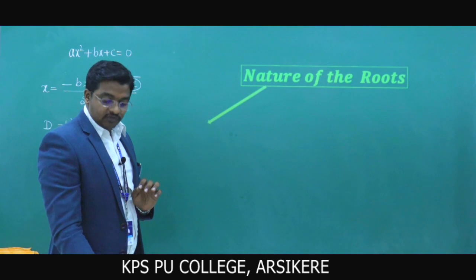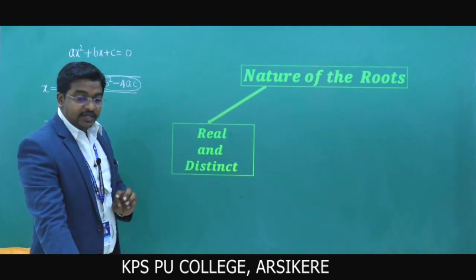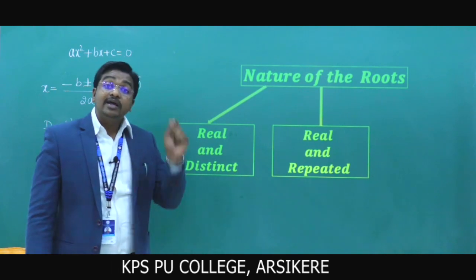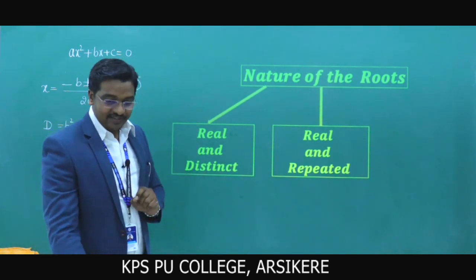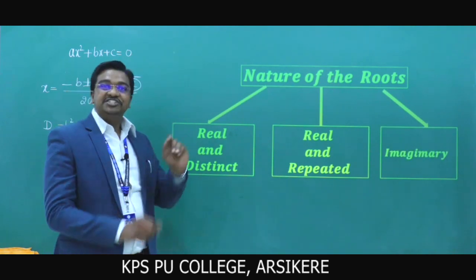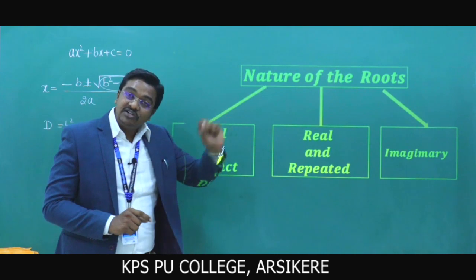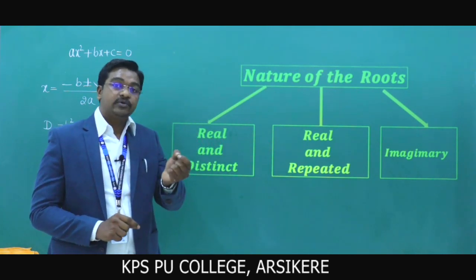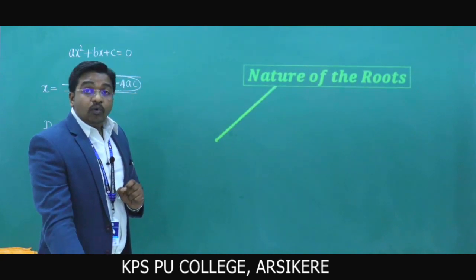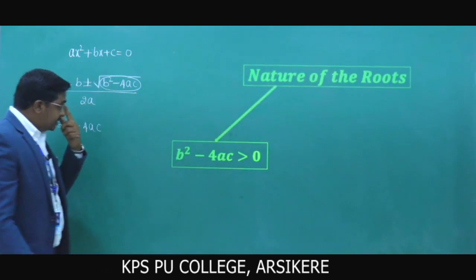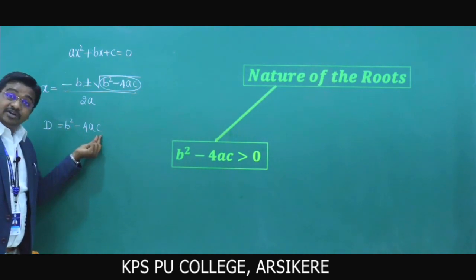First one, nature of the roots. First one, real and distinct roots, and the second one, real and repeated roots. This is also called real and equal roots, and the third one, imaginary roots. This is very important. So imaginary roots are also called complex roots. Okay, ಅದು ಯಾವ ಥರ ಇರುತ್ತೆ ಅಂತ ಡಿಸ್ಕಸ್ ಮಾಡ್ತೀನಿ. For different values of d, that is the discriminant. ಇಲ್ಲಿ d ಇದೆ ಅಲ್ವಾ, this is called discriminant. b square minus 4ac ಇದೆ ನೋಡಿ.